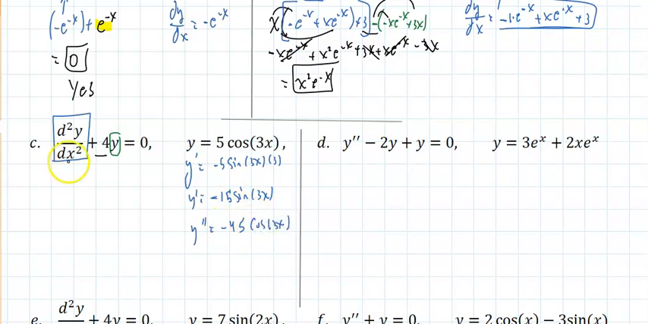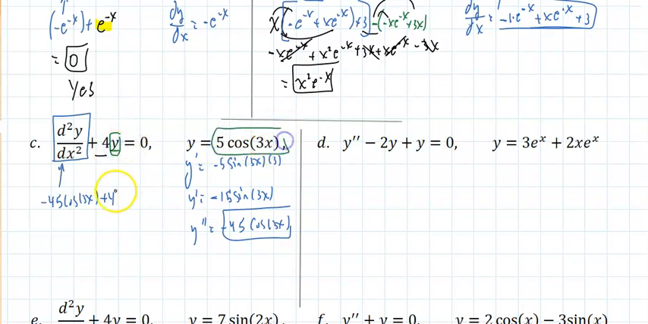So if I take the second derivative of y, which is negative 45 the cosine of 3x, plus 4 times y, 4 times 5 the cosine of 3x, what do I get? I'll get negative 45 the cosine of 3x plus 20 the cosine of 3x.